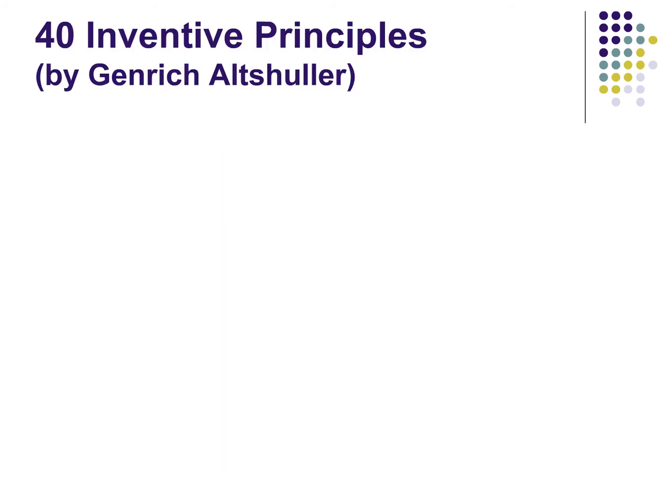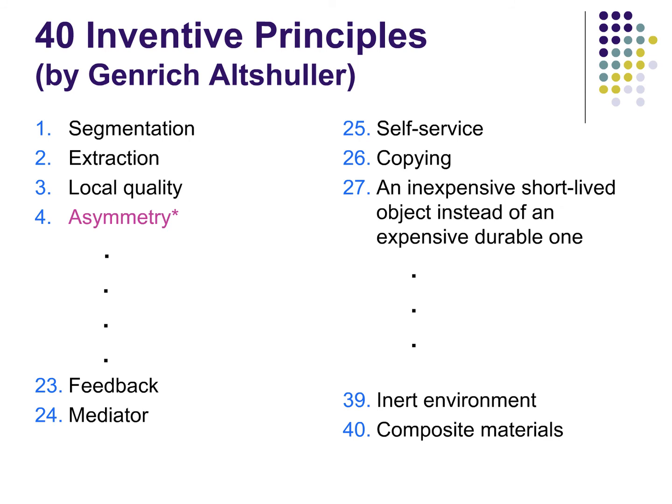Now, continuing with the TRIZ methodology, Genrich Altshuller, this gentleman, provided 40 inventive principles, including segmentation, extraction, local quality, asymmetry, feedback, and so on and so forth. Let's look at one of them, number 4, asymmetry, which I marked with a different color and a star to attract your attention. Think about asymmetry.